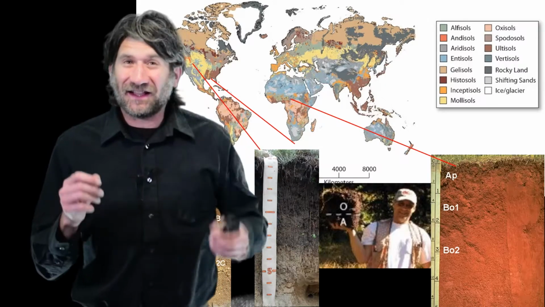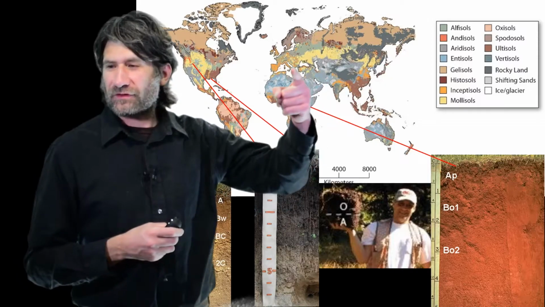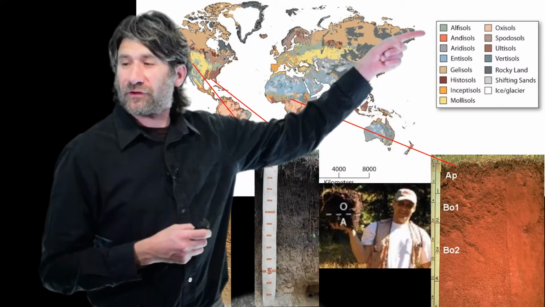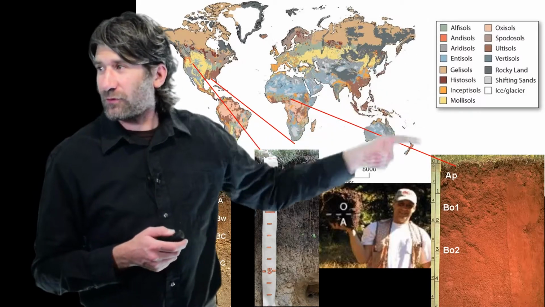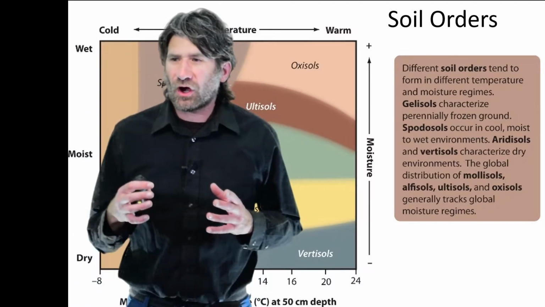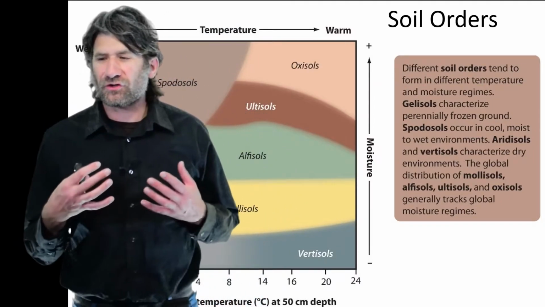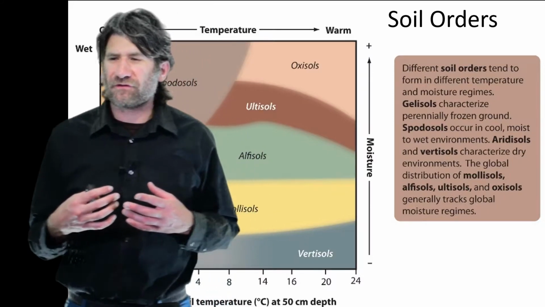No matter what soil you find, you should be able to classify it into one of these following groups up here. All soils you can classify into these groups. So that's what we're going to be talking about today. The broad soil orders are going to be controlled based on climate. We can think about climate being a first order control on the different formations of soil.